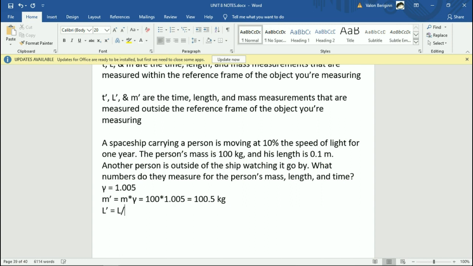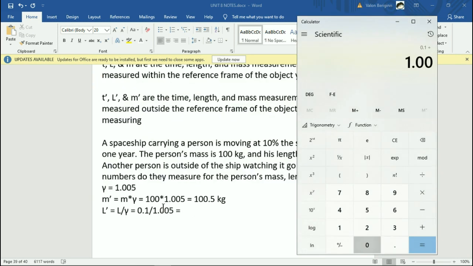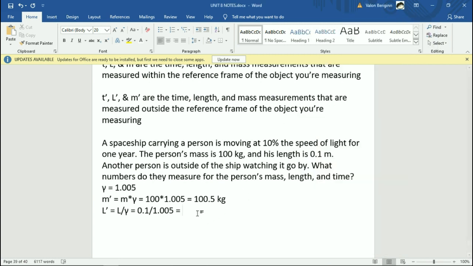L prime is a division. And again, this L is the number that's measured from inside the ship. So we have 0.1 divided by 1.005, which gives us basically 0.0995. So instead of 10 centimeters, this is 9.95 centimeters. The person inside the ship looks at himself and says, okay, my length is 10 centimeters. But someone outside the ship, if they measured it, would see that the person is not 10 centimeters long, which sounds weird to say, but they're 9.95 centimeters long. They are actually shorter, squished in a little bit compared to what the other person saw.